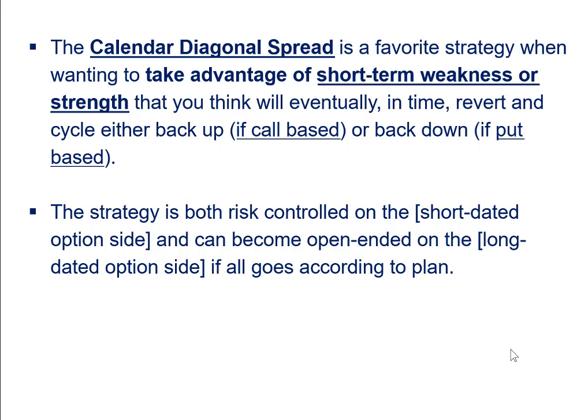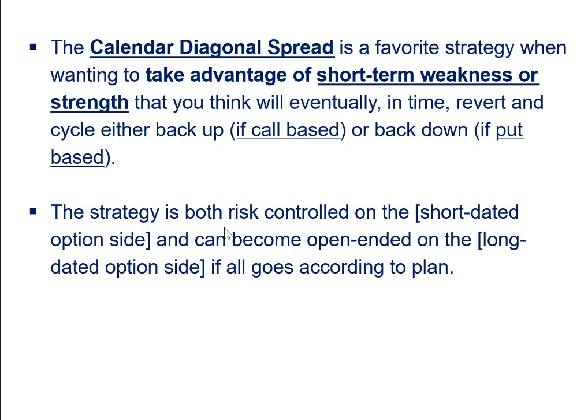So the calendar diagonal is a really great strategy when you're wanting to take advantage of, say, short-term weakness or strength that you think will eventually revert back or cycle back up, to the call side if it's call-based, or puts if it's put-based. So for example, if you think you've got a stock that's going to eventually go up, but you think it's going to take some time to consolidate and go back and forth, you sell that short dated against your long dated. You're taking advantage of that churn where you're getting the premium decay, and then that can offset and discount the long dated.